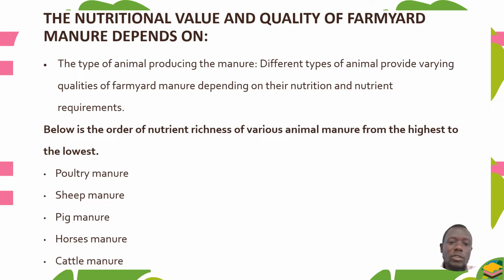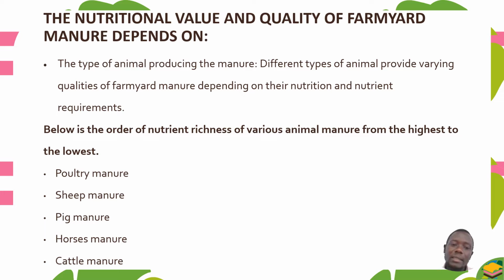So let's look at what the nutritional value and quality of farmyard manure depend on. The first one is the type of animal producing the manure. We have different types of animals producing the manure, and different types of animals provide varying quality of farmyard manure depending on their nutrition and nutrient requirement.